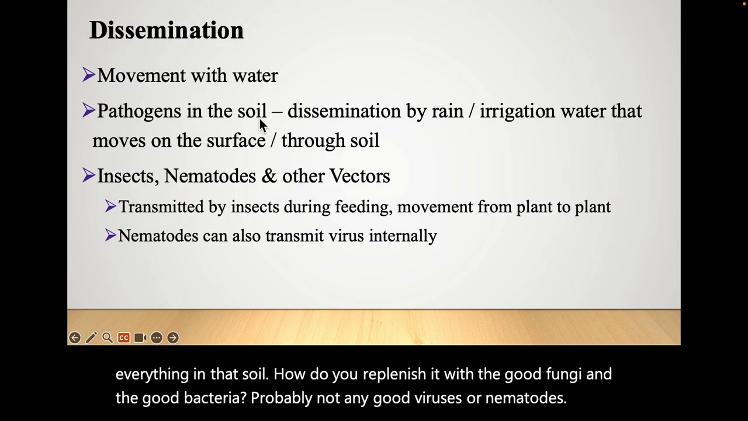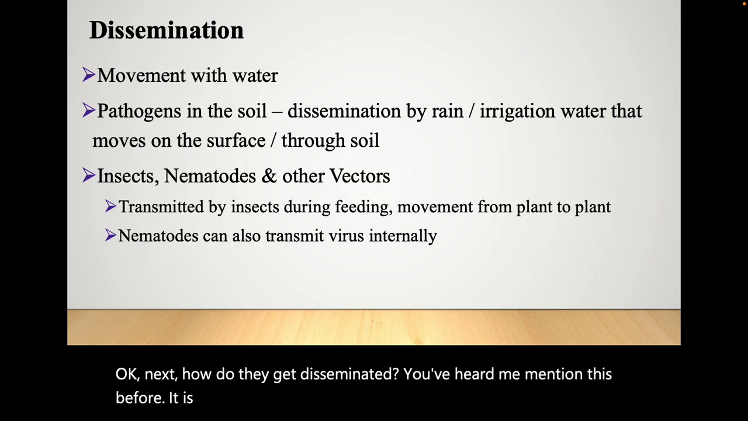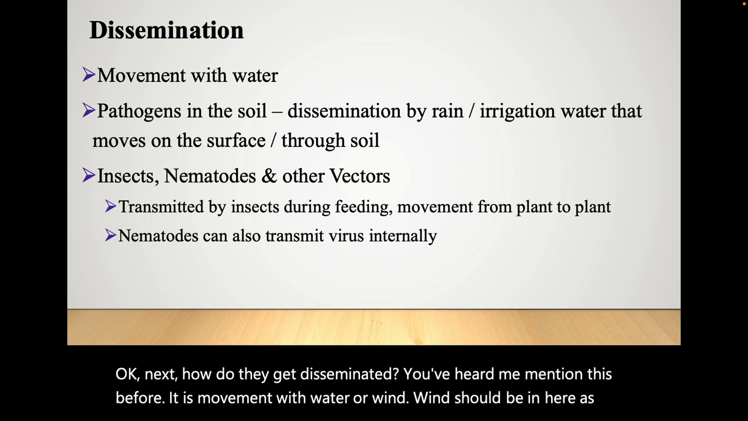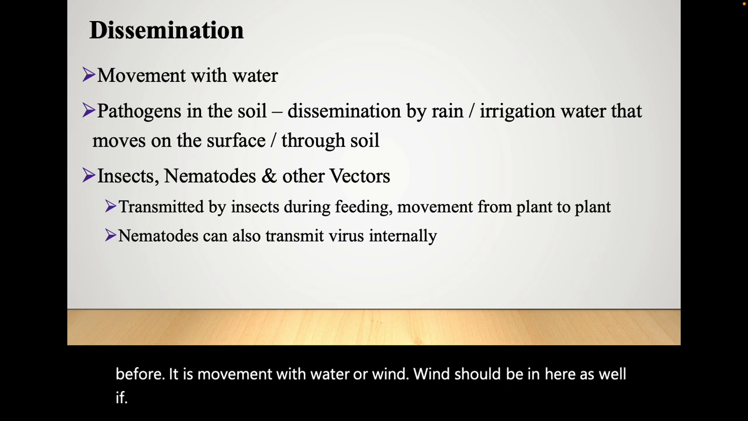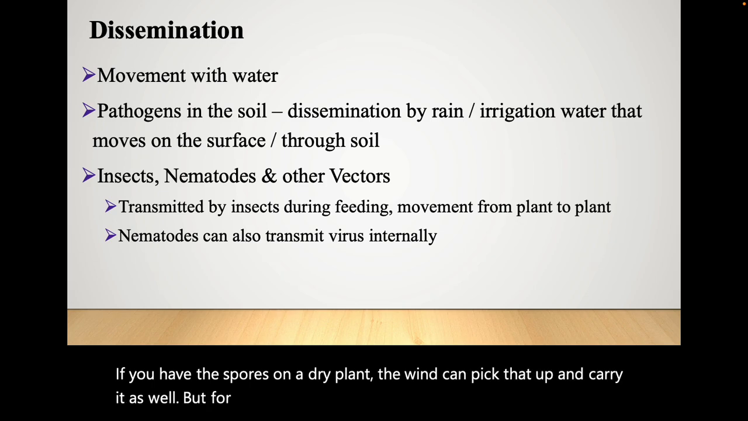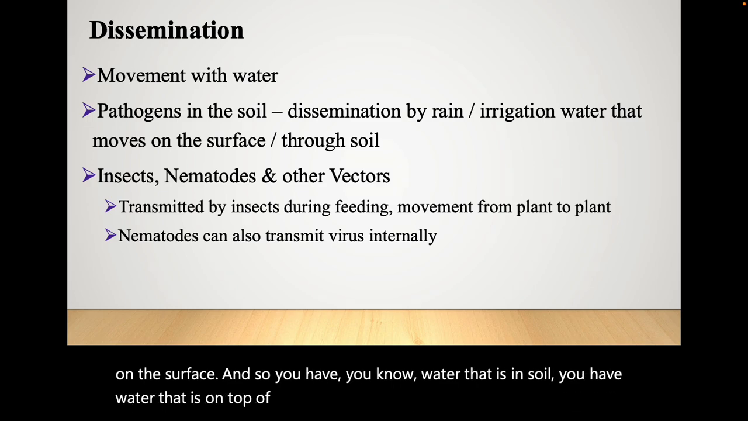Next, how do they get disseminated? You've heard me mention this before. It is movement with water or wind. Wind should be in here as well. If you have the spores on a dry plant, the wind can pick that up and carry it as well. But for pathogens in the soil, rain or irrigation water that moves on the surface, and so you have water that is in the soil, you have water that is on top of the soil, you have a pathogen in the soil that is moving through water.